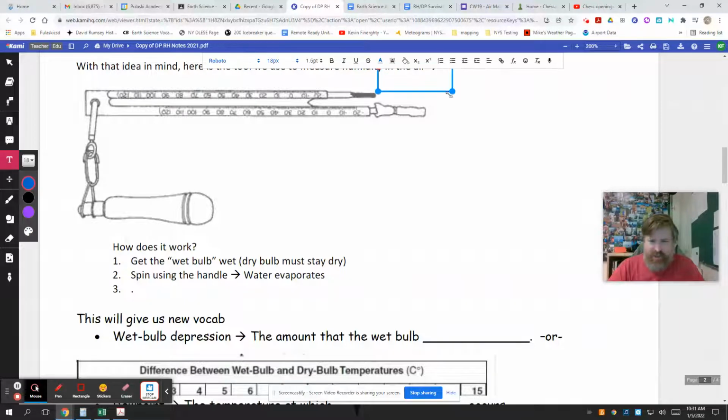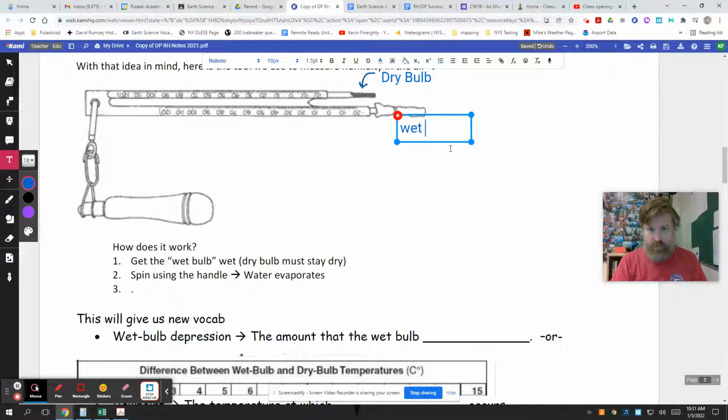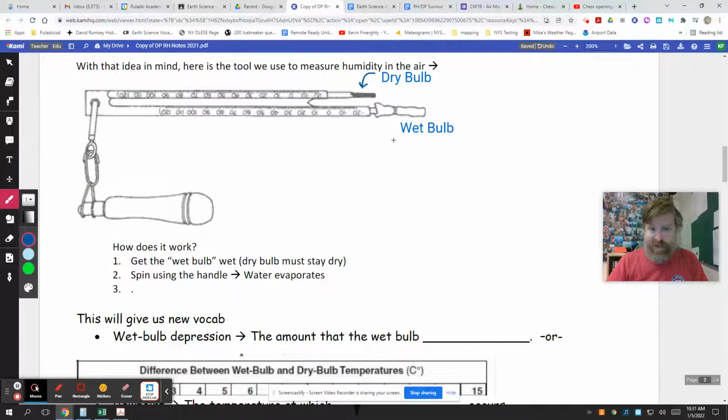So let's label the two parts of this. There is a dry bulb. That is a fancy term for a regular thermometer. Nothing special about it at all, other than it's dry. If it gets wet, it's not a dry bulb anymore, is it? And you're going to have, surprise, surprise, a wet bulb. And to accomplish that, you put a little bit of cloth or something around the bulb, get it wet, and then the goal will be to spin it and see how much it goes down by, and you got it.